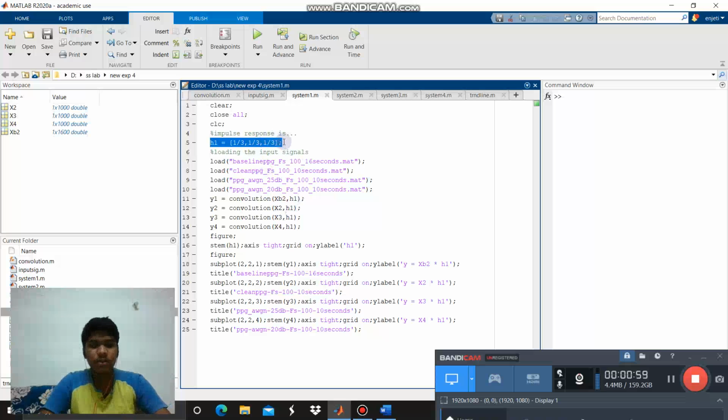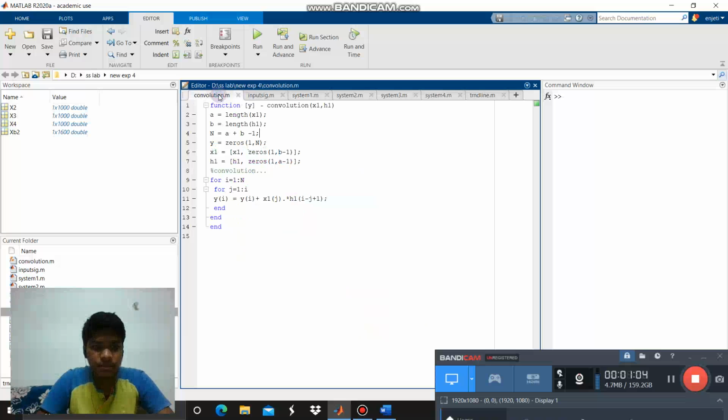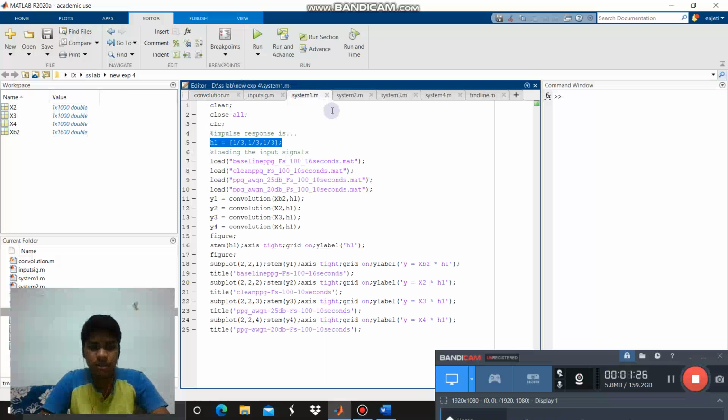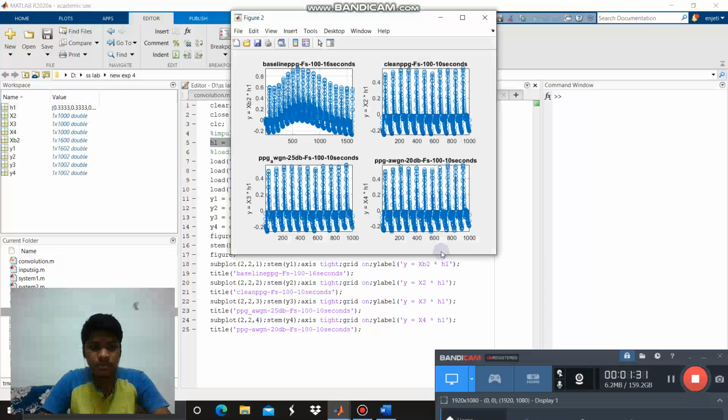After loading all the four signals, we convolve using the convolution block. As we know, the length of the output equals the length of the input plus the length of the impulse response minus 1. After writing the convolution function block, we can use it in these four systems, and we will find the output of convolution in system 1. And these are the outputs for the four signals.